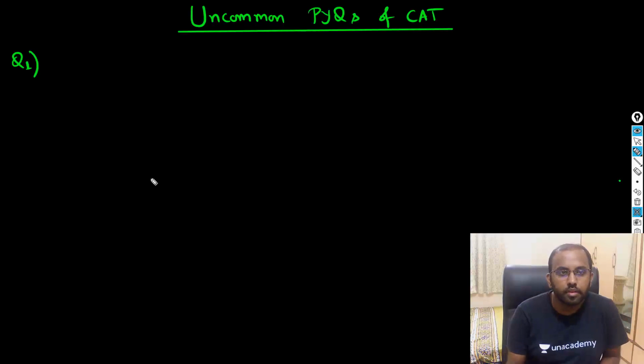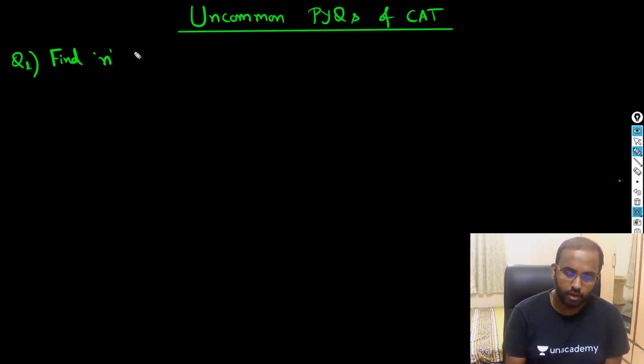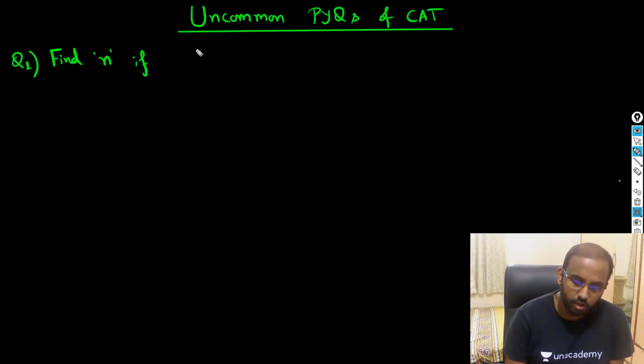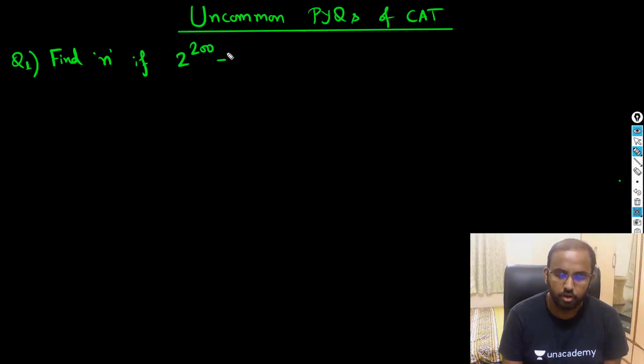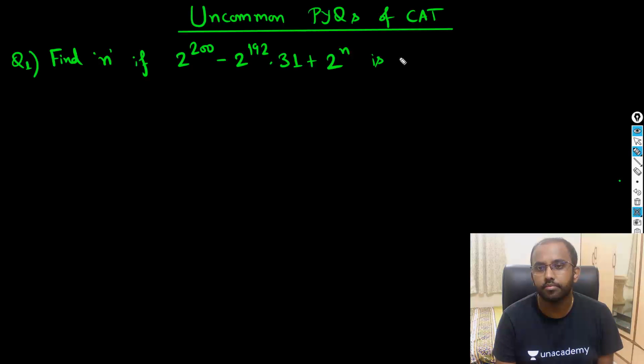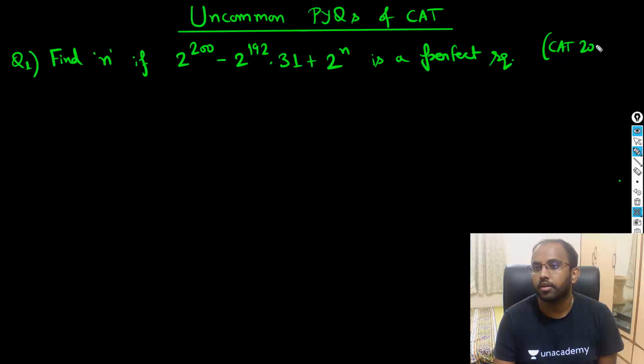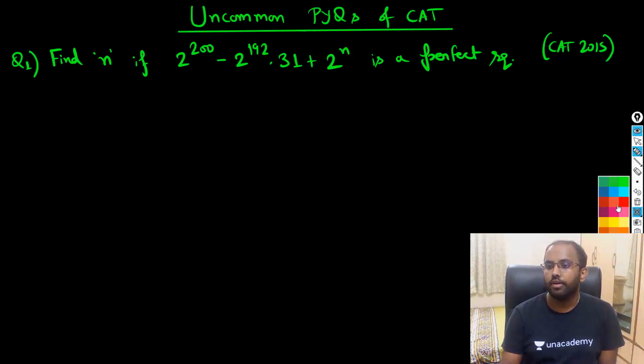Find n if 2 raised to 200 minus 2 raised to 192 into 31 plus 2 raised to n is a perfect square. This is a question of CAT 2015. Okay, so let's solve it.